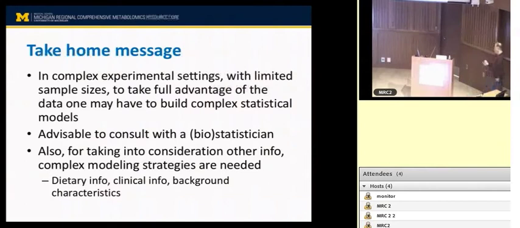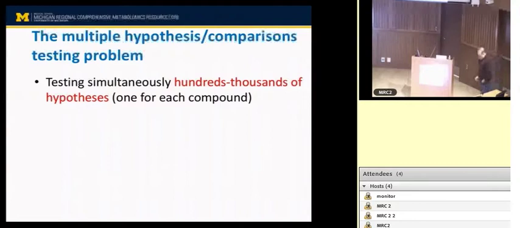So here is the other big issue that all of you are aware of from reading biological papers: how we fix or correct the results for the multiple hypothesis or multiple comparison testing problem.